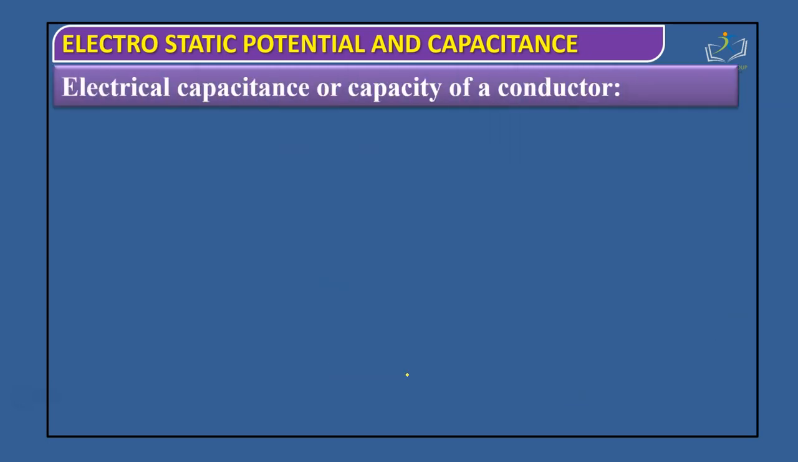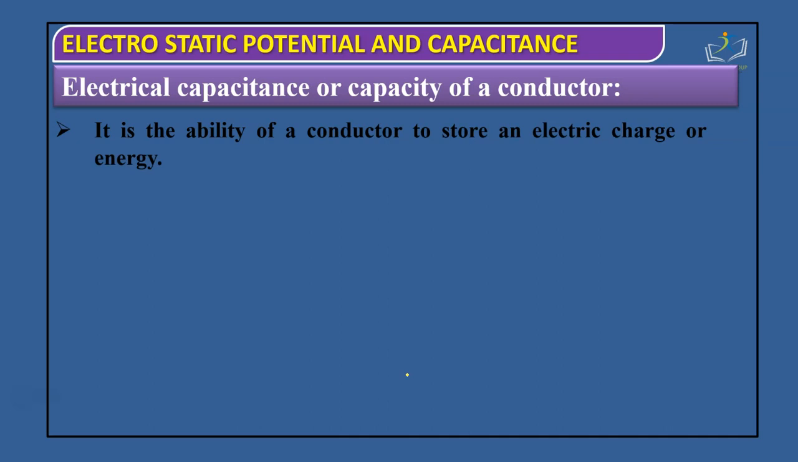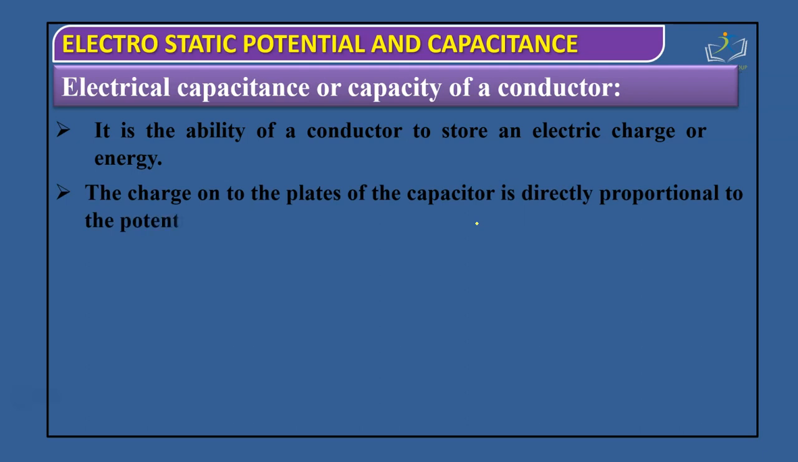Now the next topic is electrical capacitance, or capacity of a conductor. It is the ability of a conductor to store electric charge or energy. The charge on the plate of the capacitor is directly proportional to the potential difference across the two ends of the capacitor, like Q is directly proportional to the applied potential. If the amount of charge is high, we need maximum potential to store that charge. That is, Q equals CV.